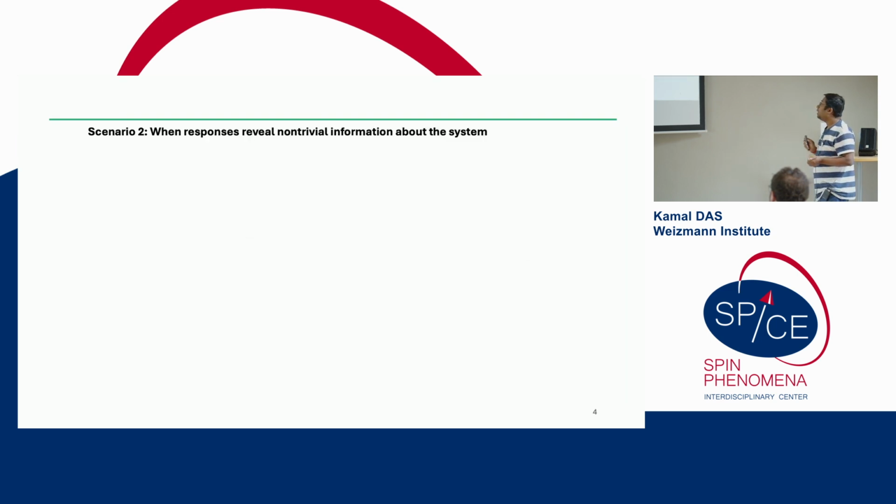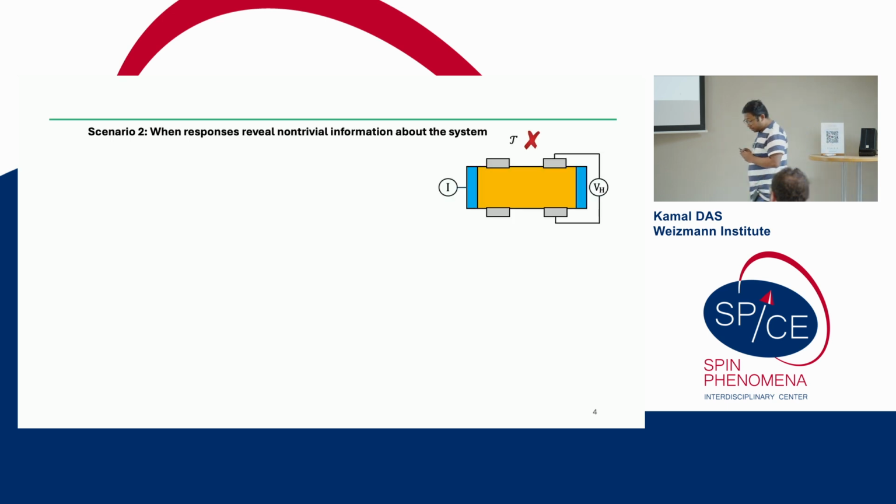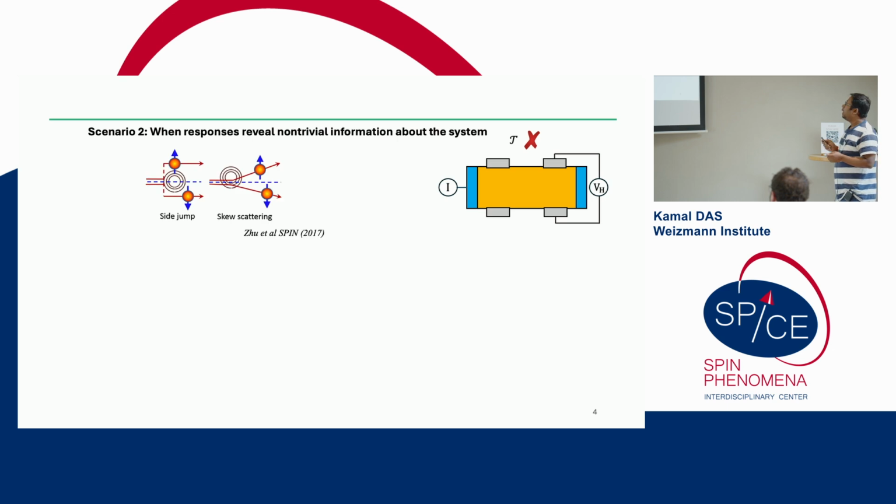There is one more reason you can go to the higher order response: when the response reveals something non-trivial about the system. To understand this, let's again go back to the example of the anomalous Hall effect, and this time let's consider a ferromagnetic system which usually shows the anomalous Hall effect. Now we know that there are 3 mechanisms behind this anomalous Hall effect. The first two, namely the side jump and skew scattering, are extrinsic in nature. However, there is one more which comes from intrinsic deflection of the carriers.